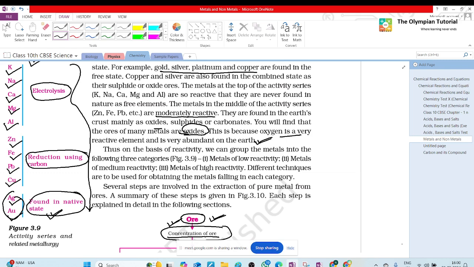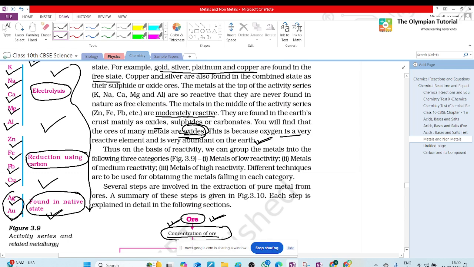This is because oxygen is a very reactive non-metal and is very abundant on Earth. So many ores are found as oxides. Here there are three conditions: highly reactive, moderately reactive, less reactive, least reactive. If they are least reactive, they are found in the free state. Copper and silver are also found in combined state as sulfide and oxide ores.